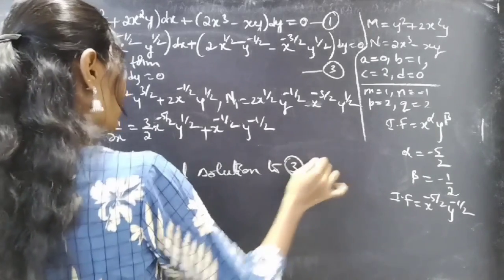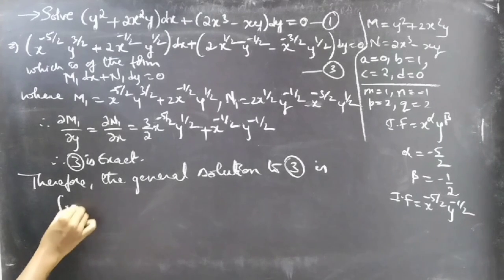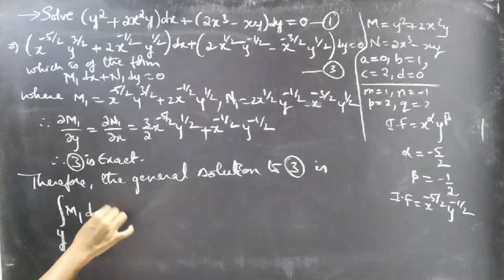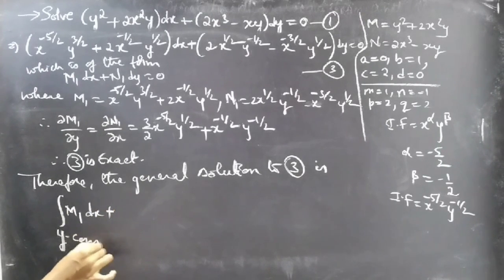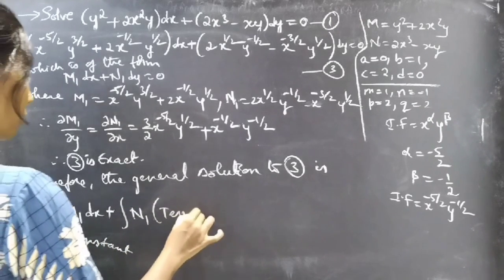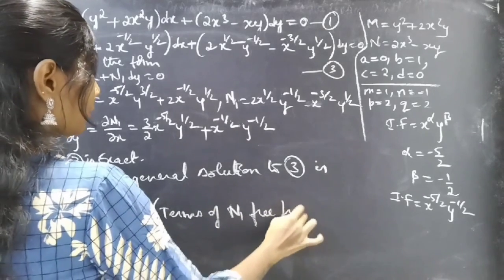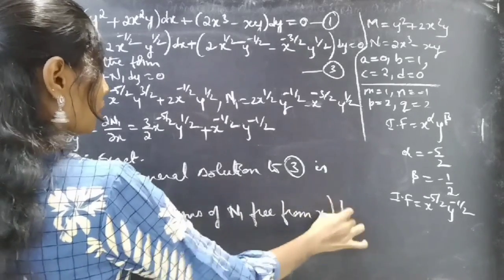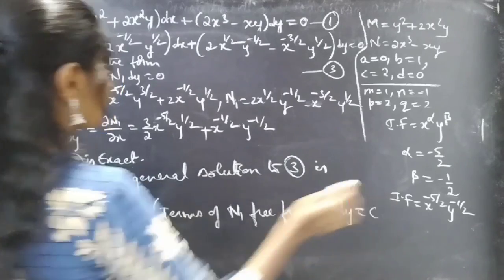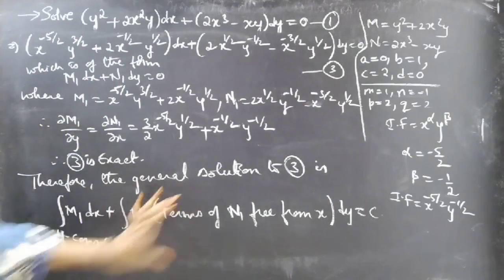equation 3 is given by integral over y m1 dx, that is treating y as constant, plus integral of n1 terms of n1 free from x into dy equal to c, right? Let's now find the first integral and second integral.